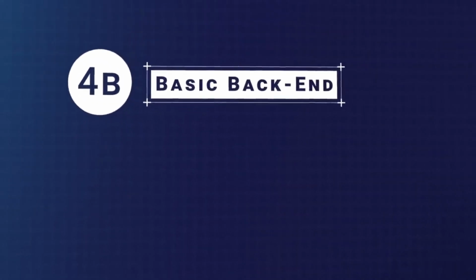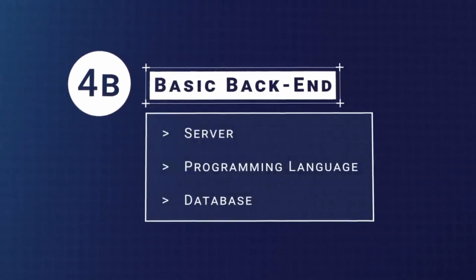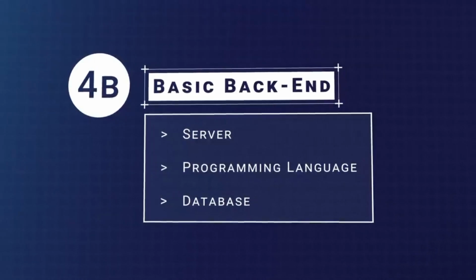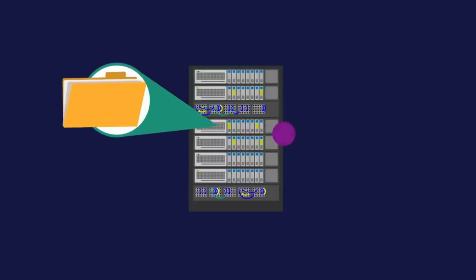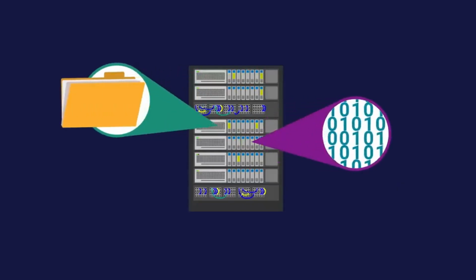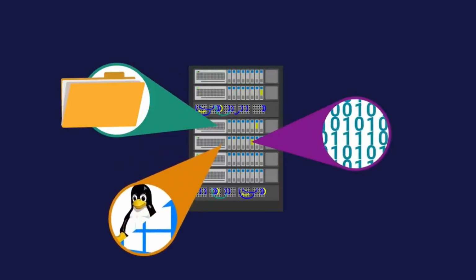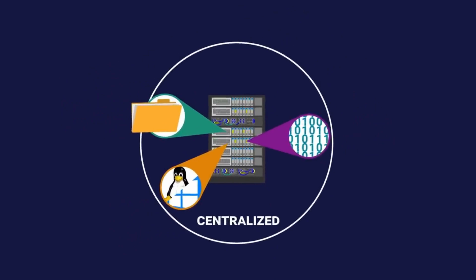The back-end, or server side of web development, is made up of 3 main components: the server, a server-side programming language, and the database. As we mentioned at the very beginning, the server is a computer where all website files, the database, and other components are stored. Traditional servers run on operating systems such as Linux or Windows. They're considered centralized because everything, the website files, back-end code, and data, are stored all together on the server.